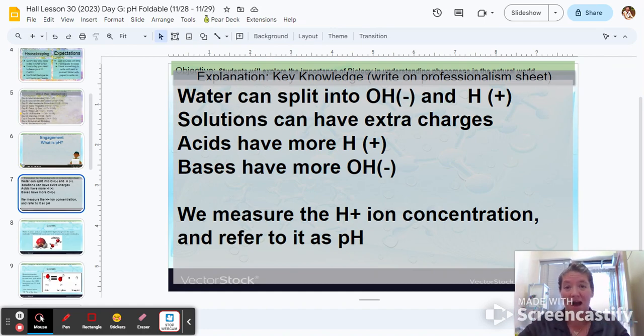When we measure how much hydrogen is floating around, we refer to it as pH. P for percentage or potential, and the H for the hydrogen content. Now, we could have, in theory, measured the pOH, but it's harder to measure, so that's not the one they did. So they measured that hydrogen.